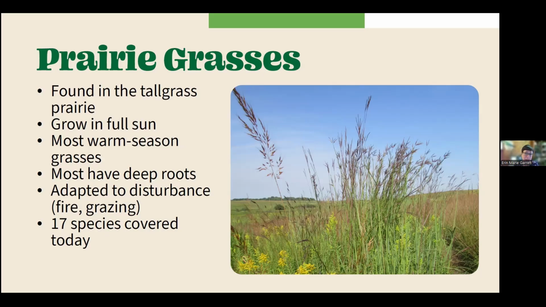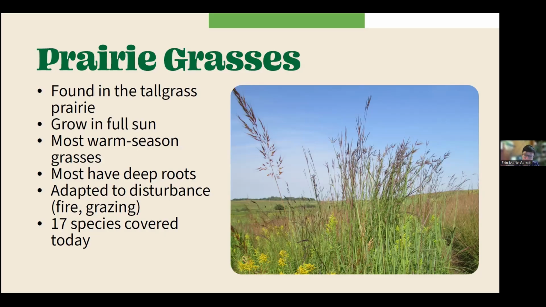Again, this depends on where you are in the state, where you are across the country. So lots of variation there. Most of these prairie grasses are going to have deep roots because they're adapted to that disturbance. They're adapted to fire and grazing, so they put on a huge amount of biomass underground, and we may only see a limited amount of that above the ground.